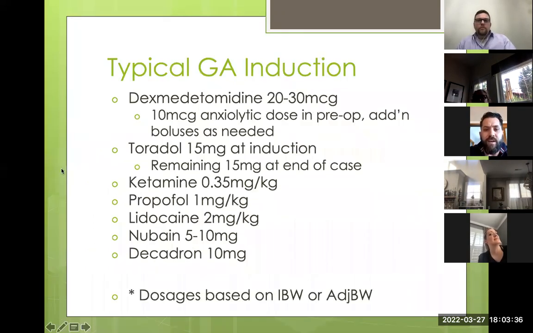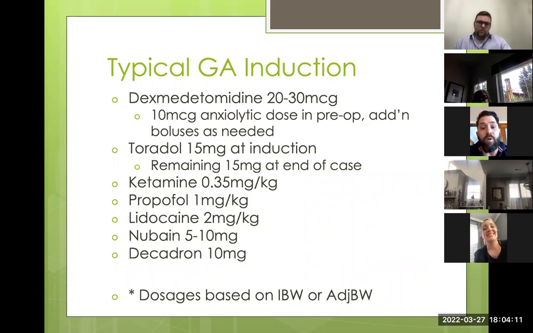Okay, so this is a typical general anesthetic induction of how I do it. Like I've told you, I give a little bit of dexmedetomidine in pre-op, and work in a little bit as we go back, typically 20 to 30 mics total. As we're getting monitors hooked up, I'll give the Toradol, and I'll start to pre-oxygenate them. Then I'll give a bolus of lidocaine, give the propofol, and then I like to give my ketamine after the propofol.